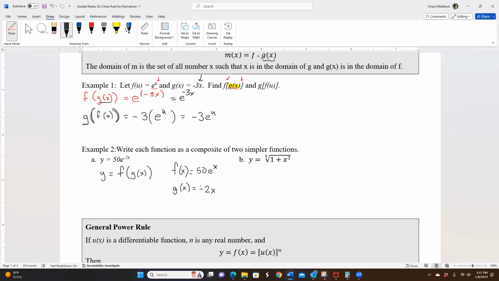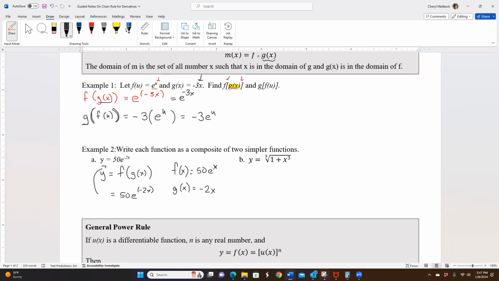I use the same variable here, but let's watch how it would work. Here it would tell us my outside function was this. So we would write 50e to the something. And then my inside function is g of x. So that's where we'd put the negative 2x. And that is indeed what they gave us here.